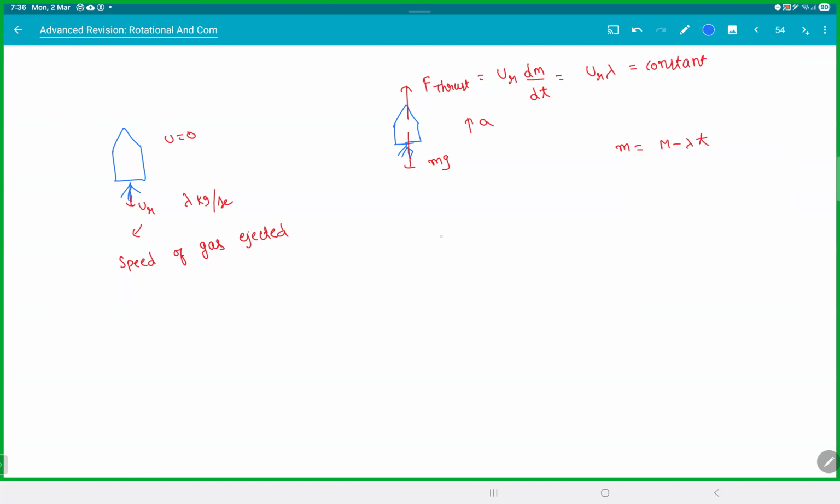So then you're done. F thrust minus mg is equal to ma. This would be u into lambda by (m minus lambda t) minus g is equal to dv by dt. You can integrate this. This would be u lambda integral dt by (m minus lambda t) minus g t, from 0 to t. That will be minus u ln (m minus lambda t). You can put the limits. Clear with this? This is the velocity of the rocket at time t. So this is your thrust force.